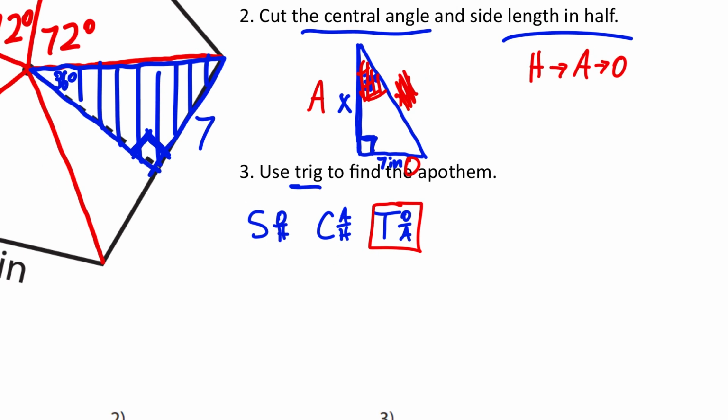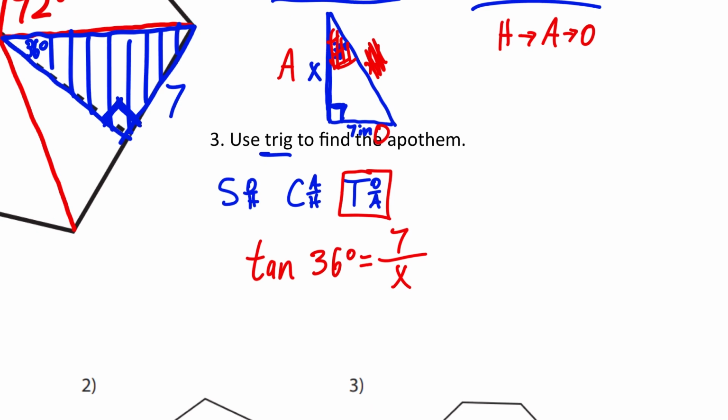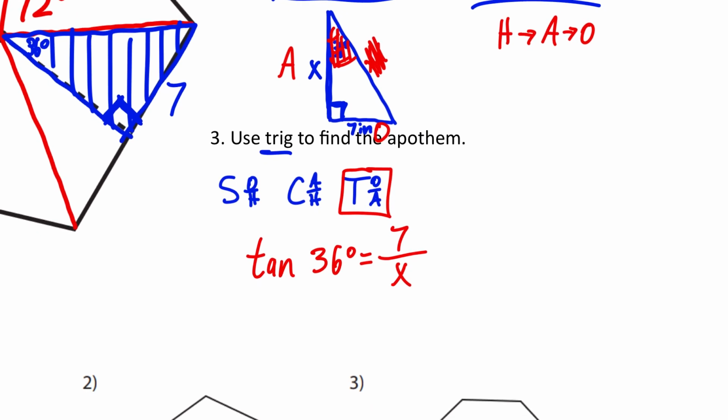Remember, this is how we set this up. The tangent of that 36-degree angle equals, and remember SOHCAHTOA not only tells me what function to use, it tells me how to set it up. I'm always going to put the opposite over the adjacent. How long is the opposite? 7. And how long is the adjacent? X. So we just put them in. Now, whenever X was on the bottom, did we multiply or divide here? We divided. So we're going to go 7 divided by the tan of 36.